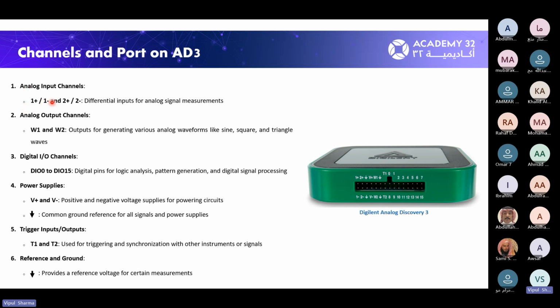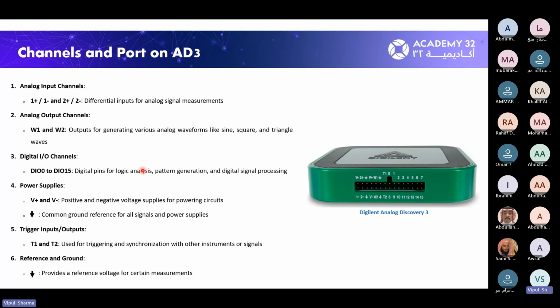These are differential channels, two differential channels, one plus, one minus. If you are measuring a single-ended signal, the other ones, 1 minus and 2 minus, you can just ground so that your single-ended signal can be measured using these two channels. And these are the two analog signal generators.